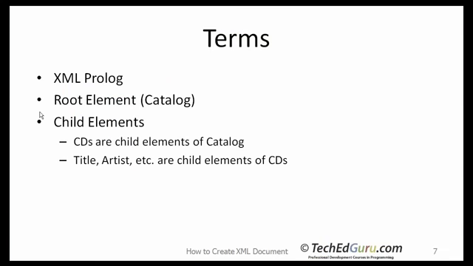Okay, so summarizing, we were able to create an XML document, a simple XML document, from a table. And here are the terms that we came across. XML prologue, the line that appeared in the 1.xml file right at the top. The catalog, which is the top level element, is called the root element in XML terminology. The root element can have child elements. CDs are child elements of catalog. Then title, artist, etc. are child elements of CDs, and so forth.